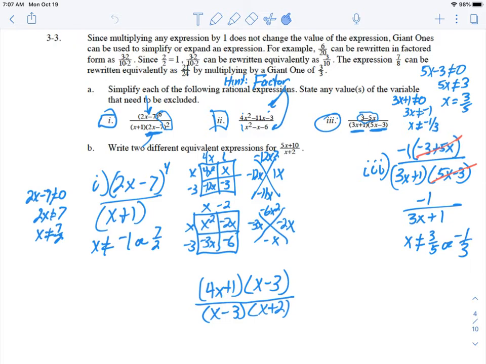So now let's finish this off. The x minus 3's cancel. And I get 4x plus 1 over x plus 2. But remember, we gotta talk about what x cannot equal, where x cannot equal 3 or -2. Please advance to the next slide.